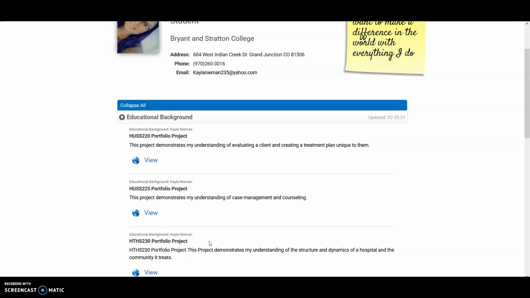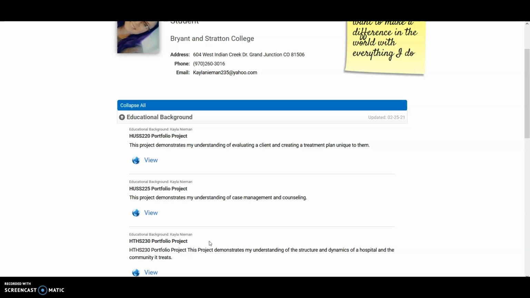This portfolio project meets this outcome because it demonstrates my understanding of the structure and dynamics of a hospital and the community that that hospital treats. This project also demonstrates my understanding of how the hospital needs to deliver its services to the community, as there are many different individual needs in one community. And there's more than one hospital in each community. So this project helped me be able to identify what the other hospitals bring and what a different hospital that should be included in the community would need, what services they would need to provide.